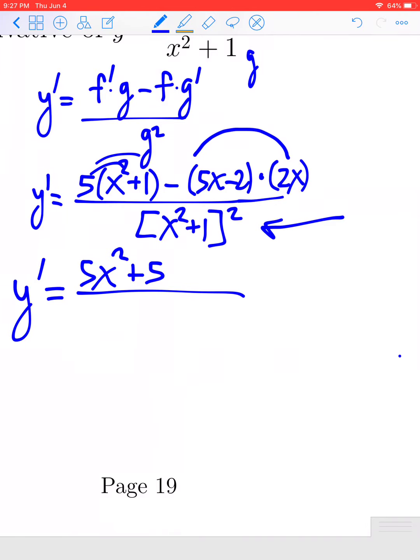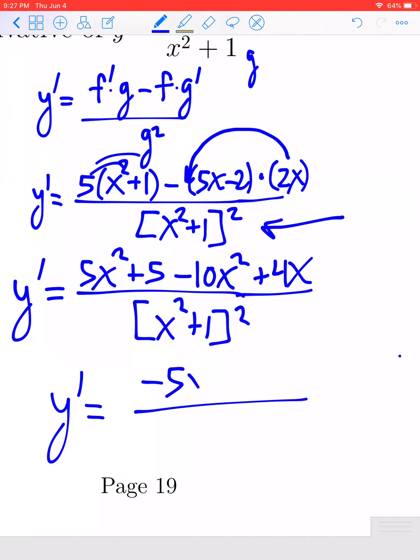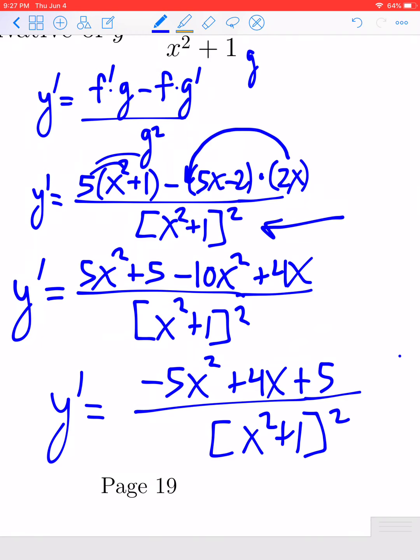If I kind of imagine bumping this 2x around in front, it's like distributing a negative 2x into this one parenthesis. Negative 2x times 5x is negative 10x squared. And a negative 2x times a negative 2 will give us a positive 4x. Again, keep that all over that original denominator squared. And now just combine some like terms. 5x squared minus 10x squared will give us negative 5x squared. We have our plus 4x, our positive 5, all divided by x squared plus 1 squared.